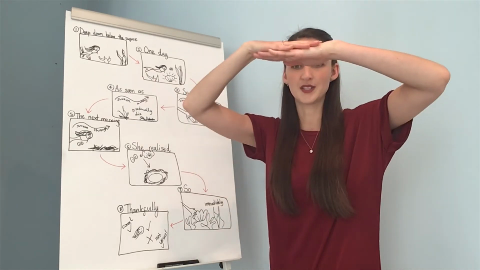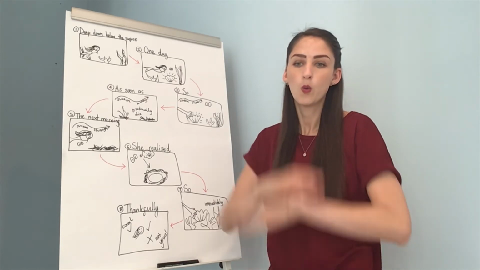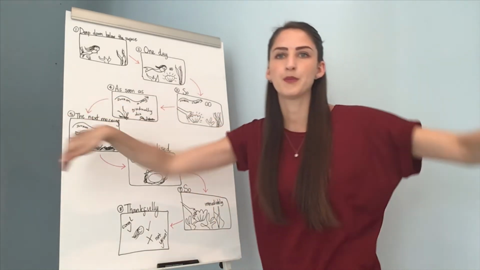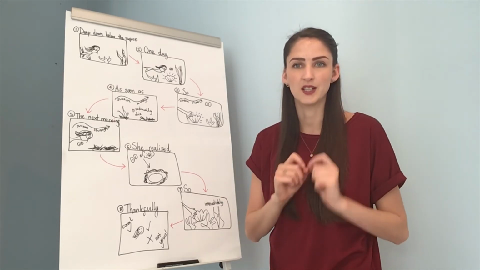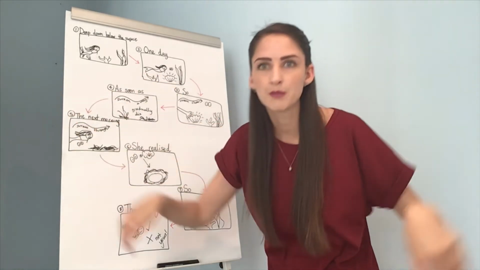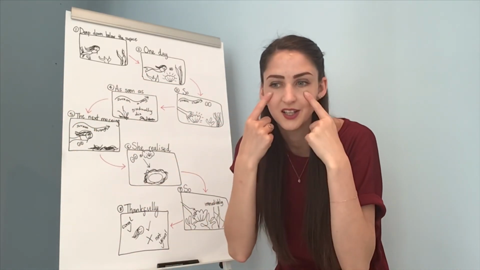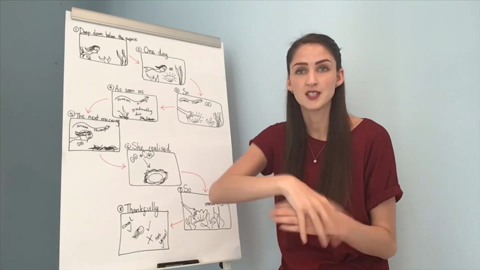Deep down below the surface, there lived a mermaid called Mia. One day, she swam through the coral reef and she spotted an interesting looking shell. So she swam closer to get a better look. She loved the look of the shell, so she decided to take it.